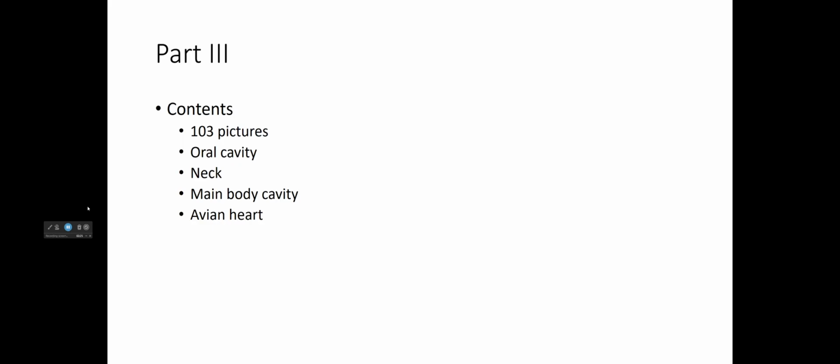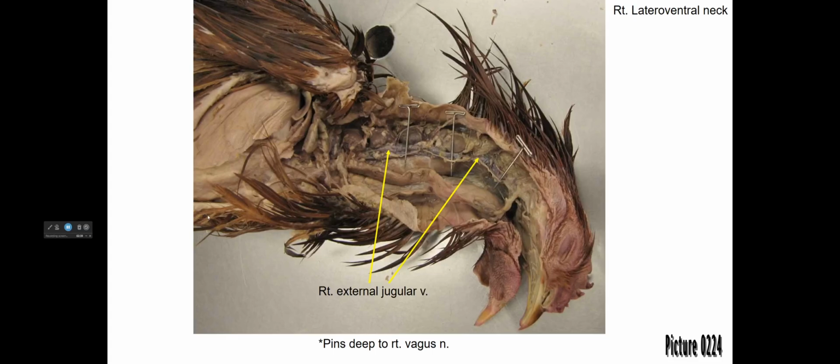In part 3, we have 103 pictures. Essentially, this is a survey of the oral cavity, neck, main body cavity, and detailed dissection and pictures of the avian heart. In picture 224, we see a right lateral ventral neck exposure on this chicken. The pins are deep to the right vagus nerve, and then we have the right external jugular vein, which is also a potential site for venipuncture in birds.